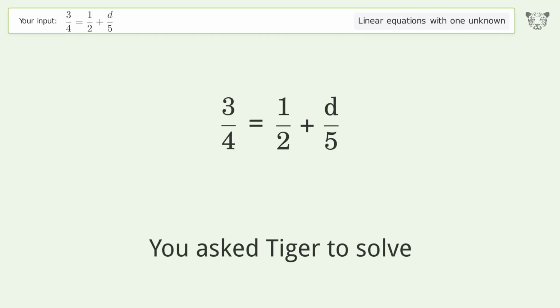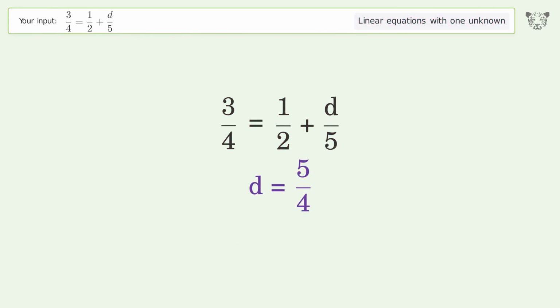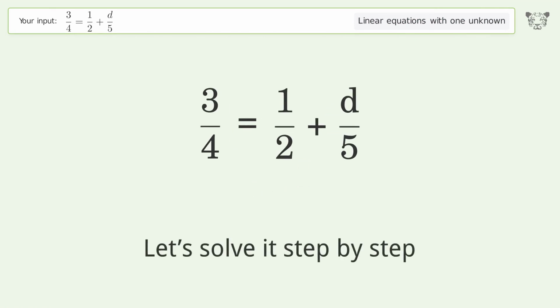You ask Tiger to solve. This deals with linear equations with one unknown. The final result is d equals 5/4. Let's solve it step by step.